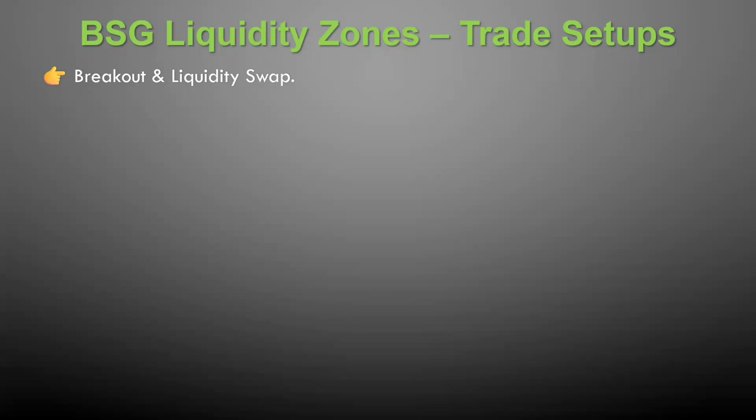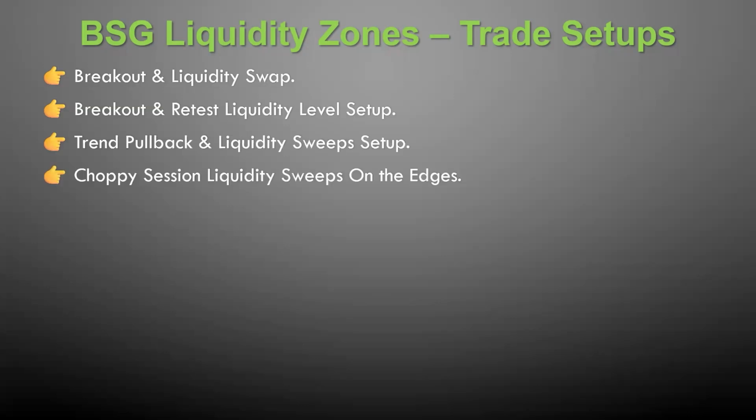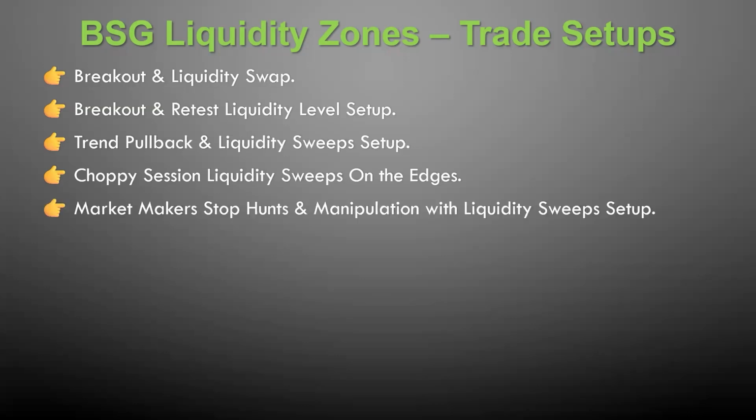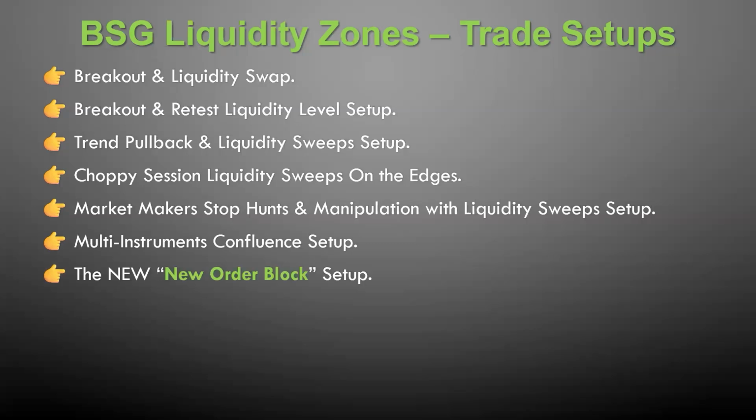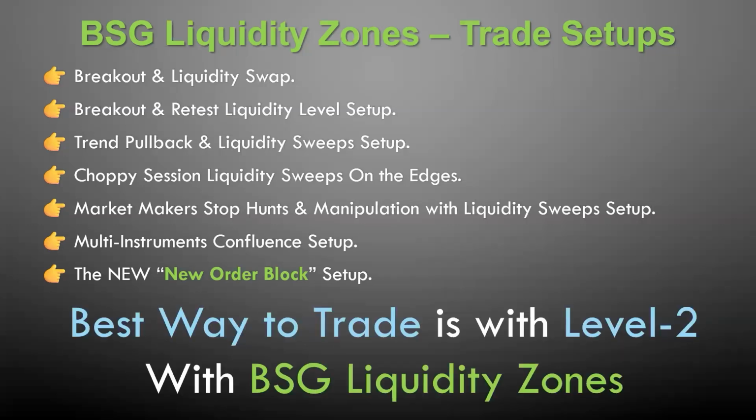We have 7 different strategies: breakout on liquidity sweep, breakout on retest of liquidity setup levels, trend pullback and liquidity sweep setup. During a choppy session, we call it edge to edge bounce, back and forth, and then market makers hunt stops. This is something advanced, but you can learn market maker hunt stops as well after a couple of months into your initial trading. Okay, and also multi instruments confluence. This is very, very important, and also helps you to look across instruments. So the point is, I'm trying to teach you the concise way of the new order block, but we have a total of 7 strategies that you can use with the liquidity zones.